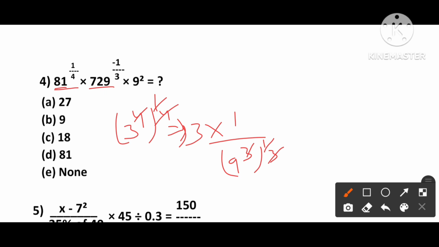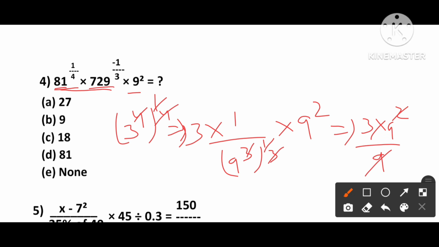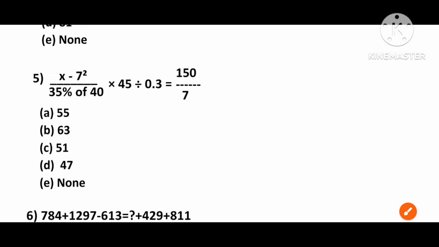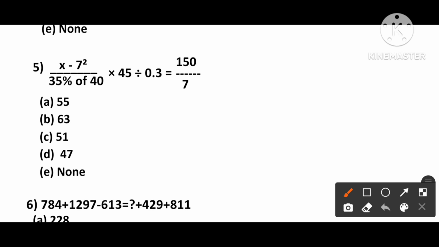So what we totally get from these two is 3 into 1 divided by 9 into 9 square. So what we have is 3 into 9 square divided by 9. So eliminating 1 9, what we have is 9 3 times. 27 is our answer. Option A is the answer for this one. Next, fifth question. Let's solve this one.